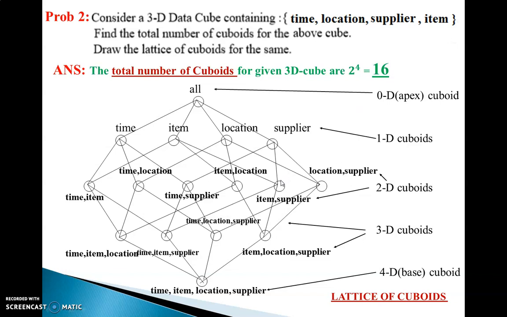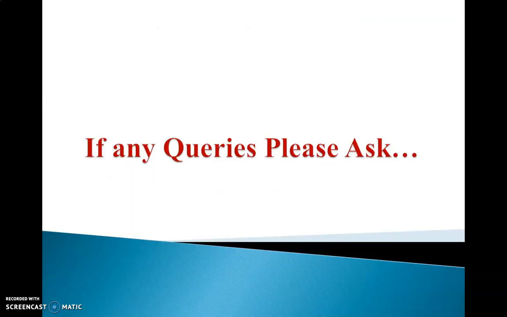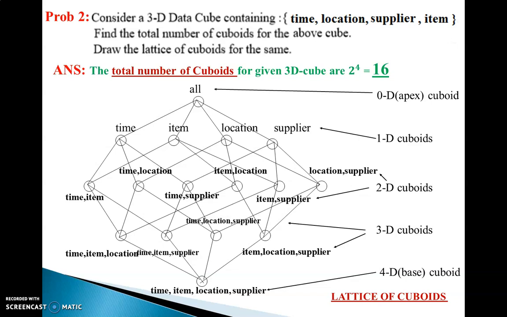Those are cuboids in which the length, the width and the height are of different measurements, not like a data cube wherein they are the same. So this is what we have in the lattice of cuboids.